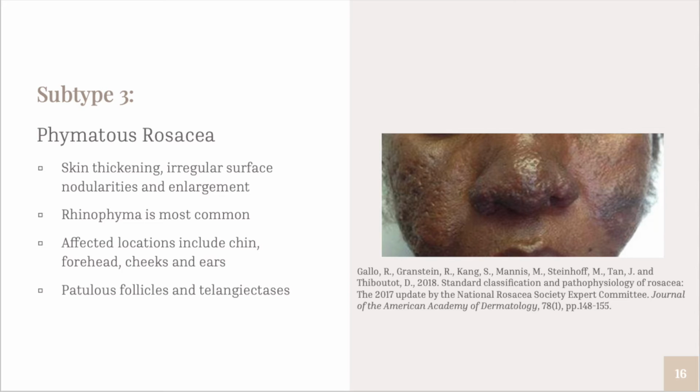Subtype 3 is phymatous rosacea, and its main identifying feature is skin thickening, which results in irregular surface nodularities and enlargement. It most commonly affects the nose, which results in rhinophyma.